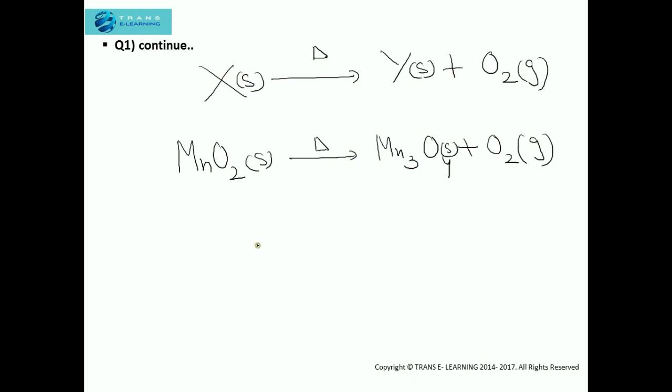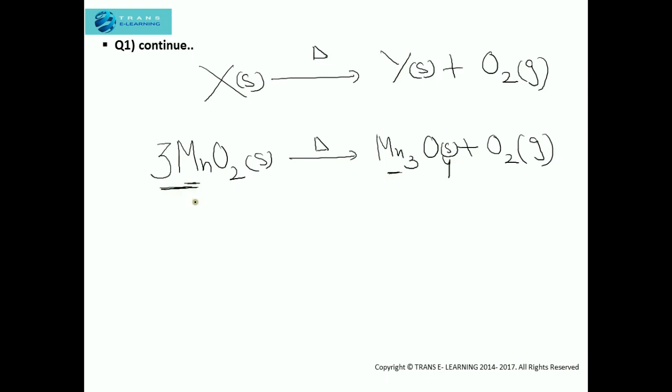As per the balancing equation rules, first of all we need to balance the metal given in the equation. Here the metal is manganese, so we first balance the number of atoms of manganese. In the reactant there is just 1 atom of manganese, whereas in the product, that is Y, there are 3 atoms of manganese. So we will multiply MnO2 by 3 to balance the atoms of manganese. Now we have 3 atoms of manganese in the reactants, and in the products also we have 3 atoms of manganese. So manganese is balanced.